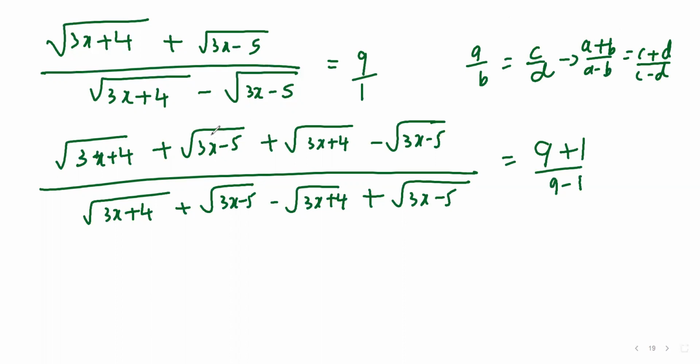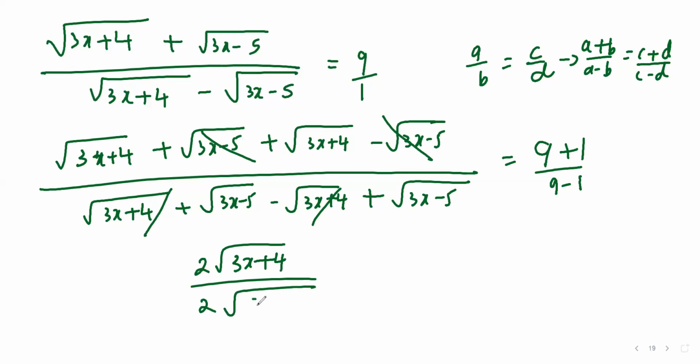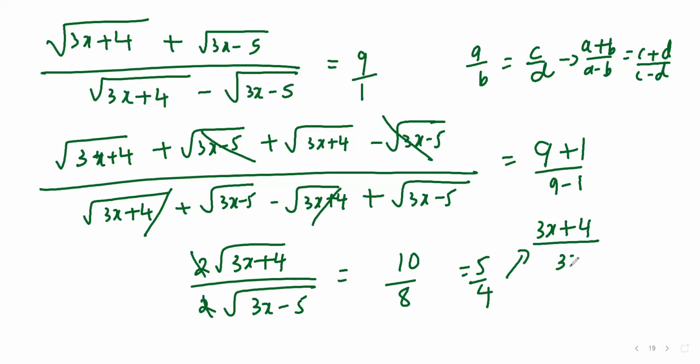So what happens? You get root of 3x minus 5 and they get cancelled out. So it will be 2 into root of 3x plus 4 divided by 2 into root of 3x minus 5 is 10 upon 8. 2 cancels out, which is 5 by 4. Okay, you're squaring both sides now. The root and the square goes away. 3x plus 4 by 3x minus 5 is 25 by 16. And now you can cross multiply. So 48x plus 64 will be 75x minus 125.